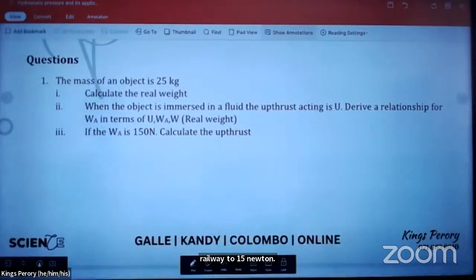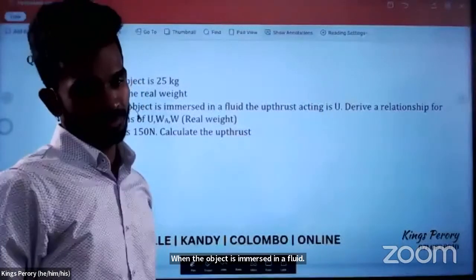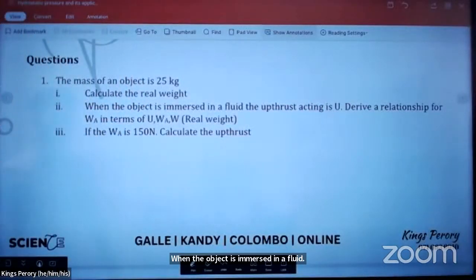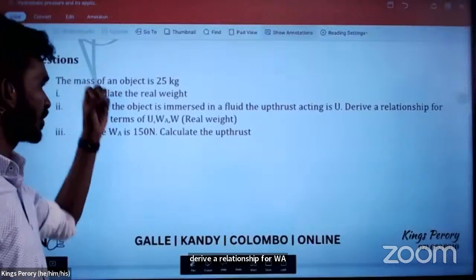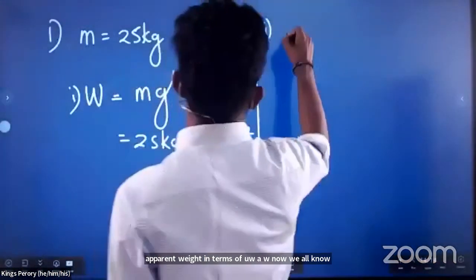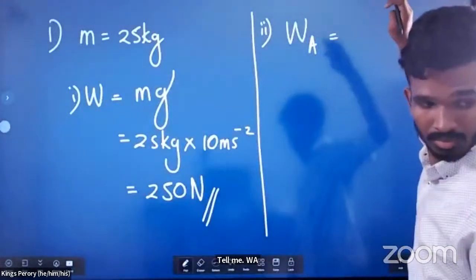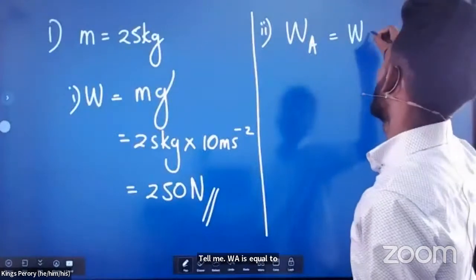Roman 2. When the object is immersed in a fluid, the upthrust acting is U. Derive a relationship for WA, apparent weight, in terms of U and W. Now we all know. Tell me. WA is equal to W minus upthrust.